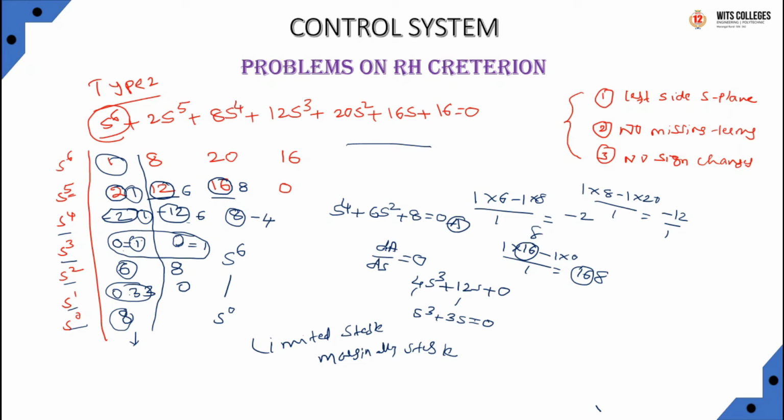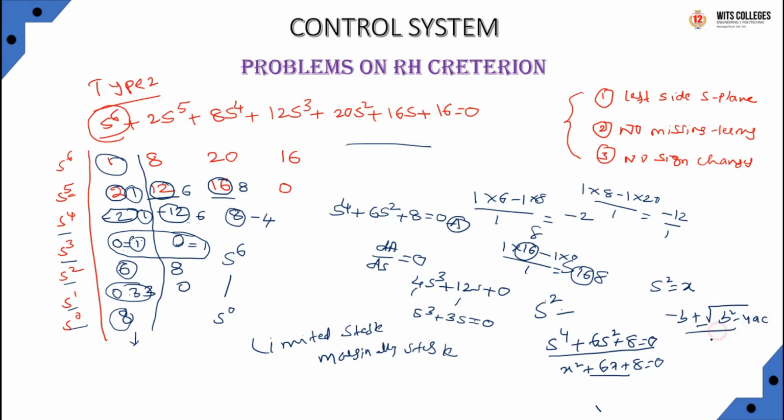Here we find the values of s. By considering this auxiliary equation, s power 4 plus 6 s square plus 8 is equal to 0. In this equation we find the s values. Let's assume s square is x. Then x square plus 6x plus 8 equals 0. We find the roots using minus b plus or minus under root of b square minus 4ac, divided by 2a. By substituting in this equation, we will get the values.